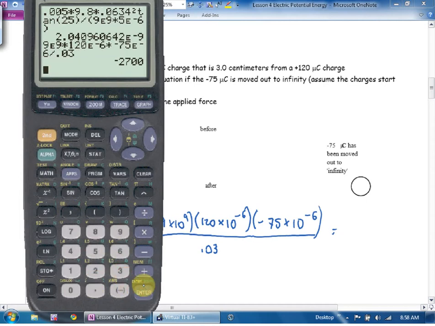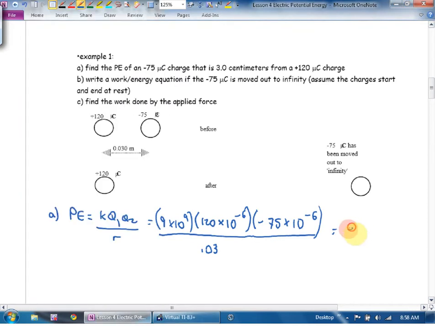Get that? So it has negative 2700 joules of energy. Now, what does the negative mean? It means that to get it out to infinity, you'd have to add energy, because out at infinity, how much energy does it have? Zero. So you'd have to add 2700 joules. You'd have to do 2700 joules of work.